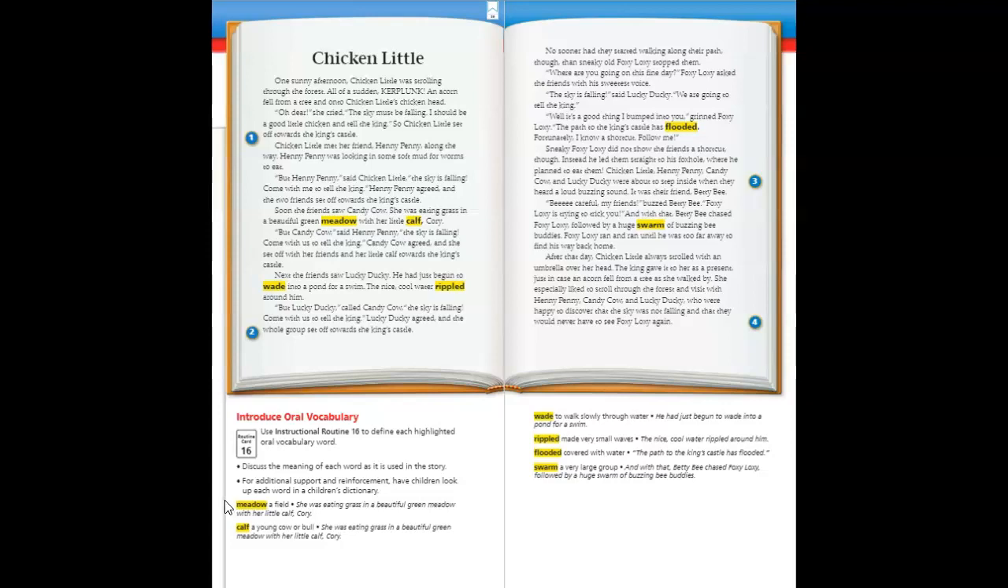The next word we saw was the word calf. A calf is a young cow or bull. In our story, the word calf was used when it says, "She was eating grass in a beautiful green meadow with her little calf, Cory." The words meadow and calf were used in the same sentence.